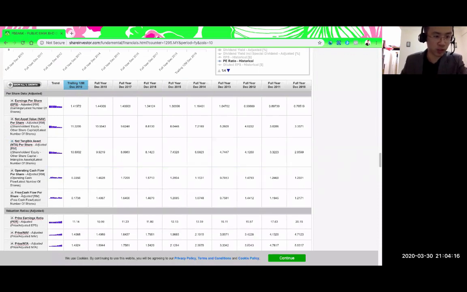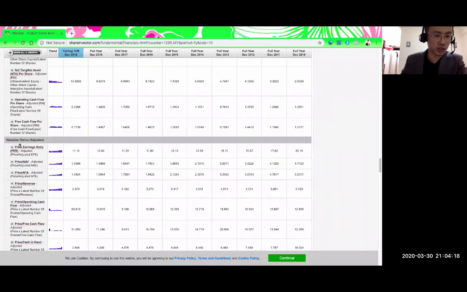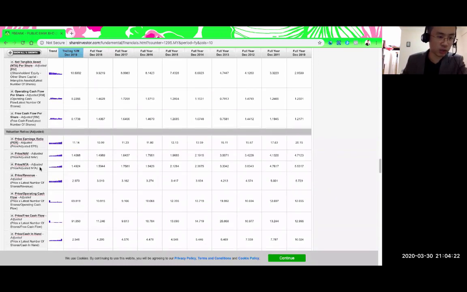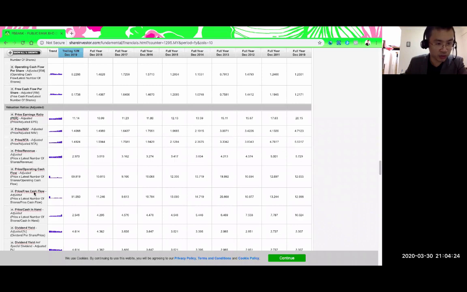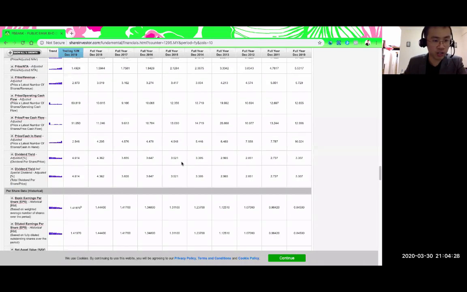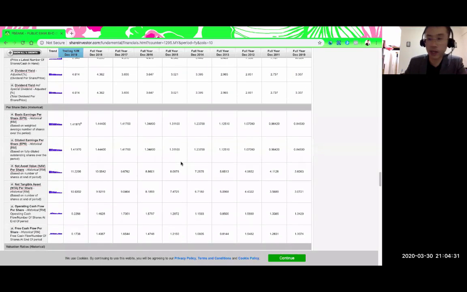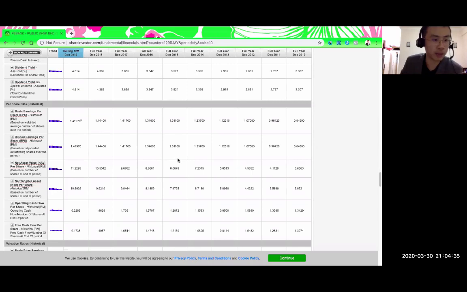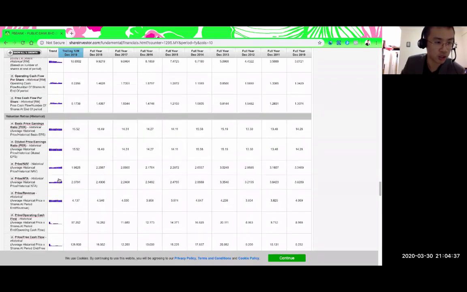Operation cash flow per share, free cash flow per share, there's also PE ratio, price to net asset value, which is PV ratio, price per free cash flow, price per cash in hand. So all this information is for you to make a meaningful interpretation of whether the company is growing or not growing. So these are the information you can find.